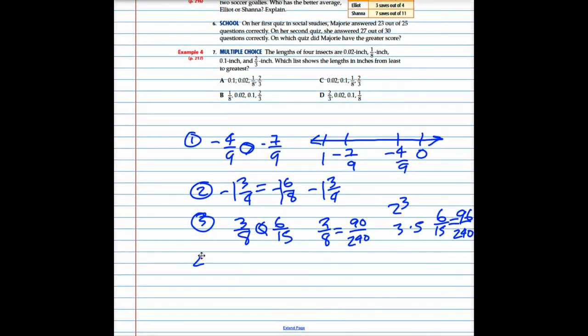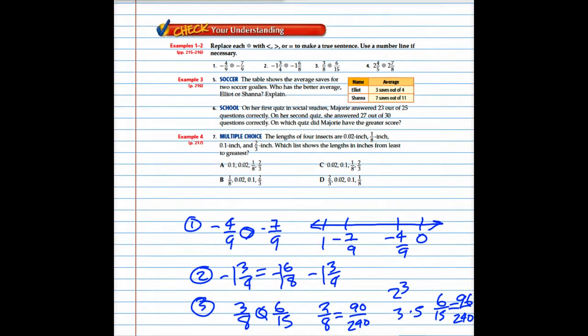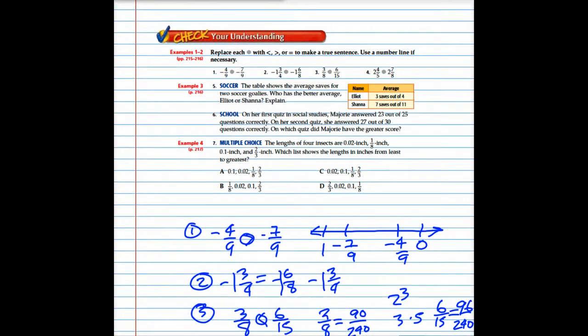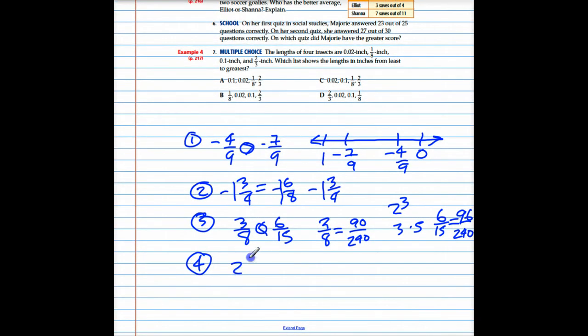Number 4. Two and 4/5 and 2 and 7/8. Now these are a couple that I should know decimal equivalents for. 2 and 4/5 would be 2.8, and 2 and 7/8 would be 2.875. So 2 and 7/8 is greater than 2 and 4/5.